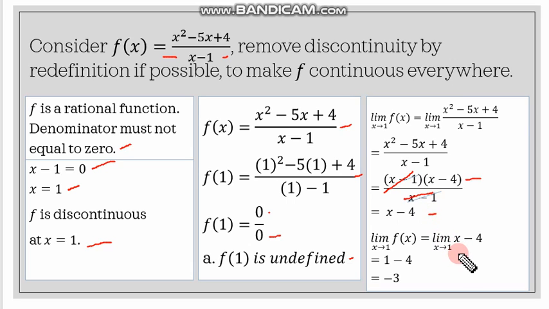Now, the true value of the limit of x minus 4 as x approaches 1 is 1 minus 4, that's negative 3. Now, since the limit of the function is equal to negative 3 and f of 1 is undefined, this is a removable discontinuity. So it means that we could fix this one through redefinition.